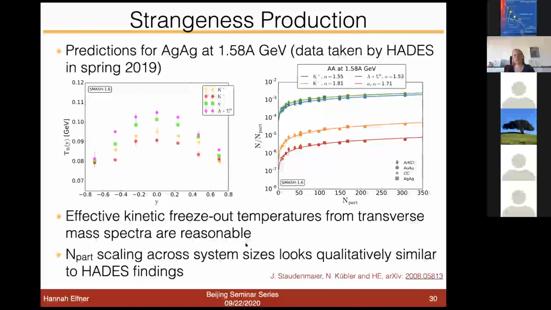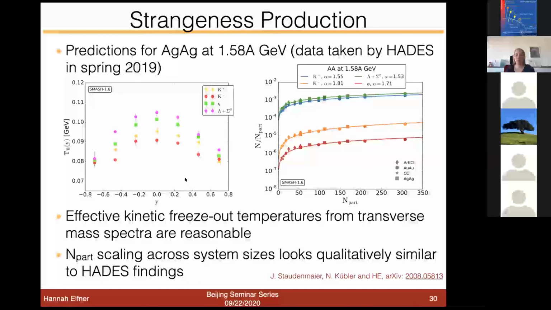And we also made predictions with our current setup for the most recent system that has been measured by the HADES collaboration at GSI in spring 2019. So this was silver at 1.58 GeV, and we have looked at the effective slope of the spectra of the final particles that are produced, and one gets for the different particles something on the order of 90 to 100 MeV, which makes some sense.